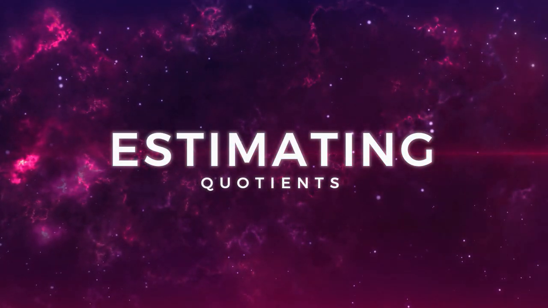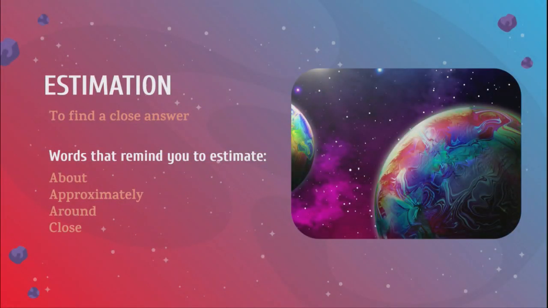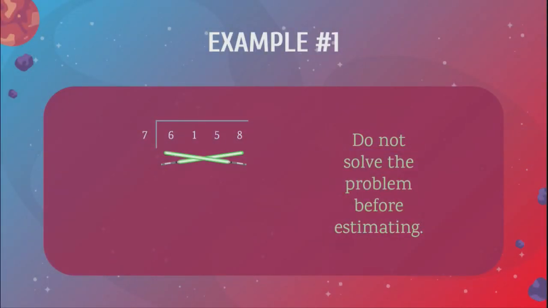In this video, we are going to estimate quotients. As a reminder, estimation is to find a close answer. It doesn't mean just rounding. Words that remind us to estimate include about, approximately, around, close. So let's just dive in.